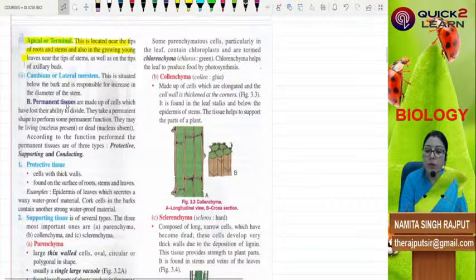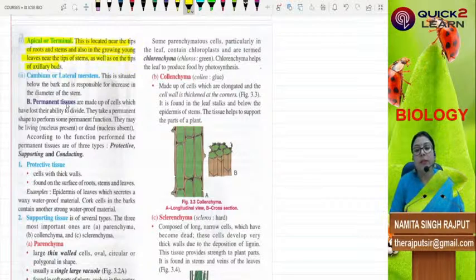and also in the growing young leaves near the tips of stems, as well as on the tips of axillary buds. Wherever there is growth occurring, wherever the plant will elongate, the plant's length will increase, the apical or the terminal meristem will be found there. That is the tips of roots and stems, and also in the young branches, young leaves, and axillary buds also.